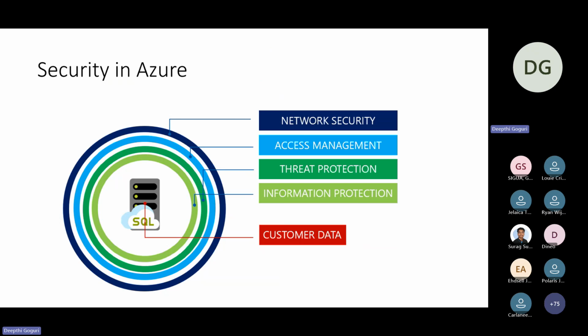If we compare that to the security in Azure, we have several layers of security that anybody has to hit before touching the customer data. So when we compare with our analogy, the topmost layer of security is network security. It's like the cameras that you have seen in the previous analogy. That's the network security, right? The next levels of security are access management, threat protection, information protection, and then the customer data. So a person who wants to break down the system and reach the customer data in Azure has to break all of these layers.